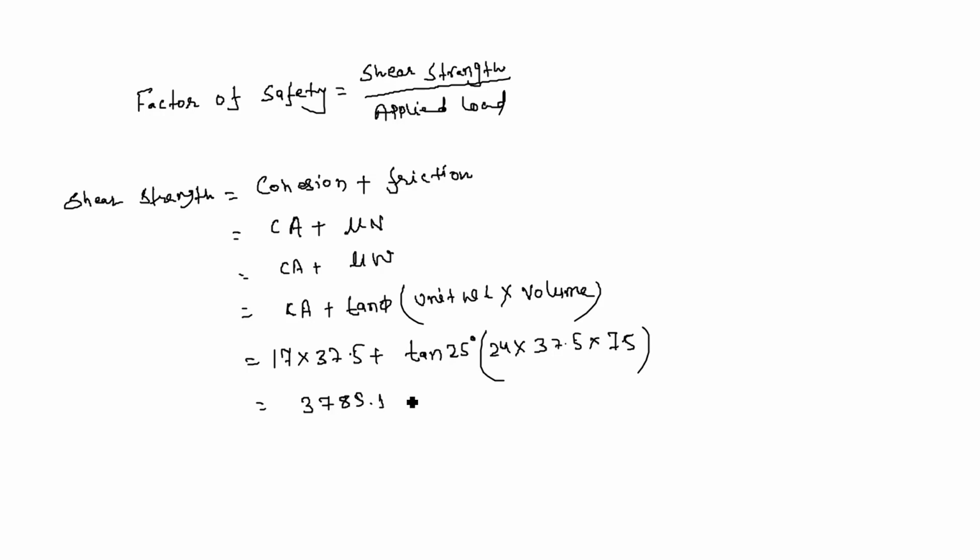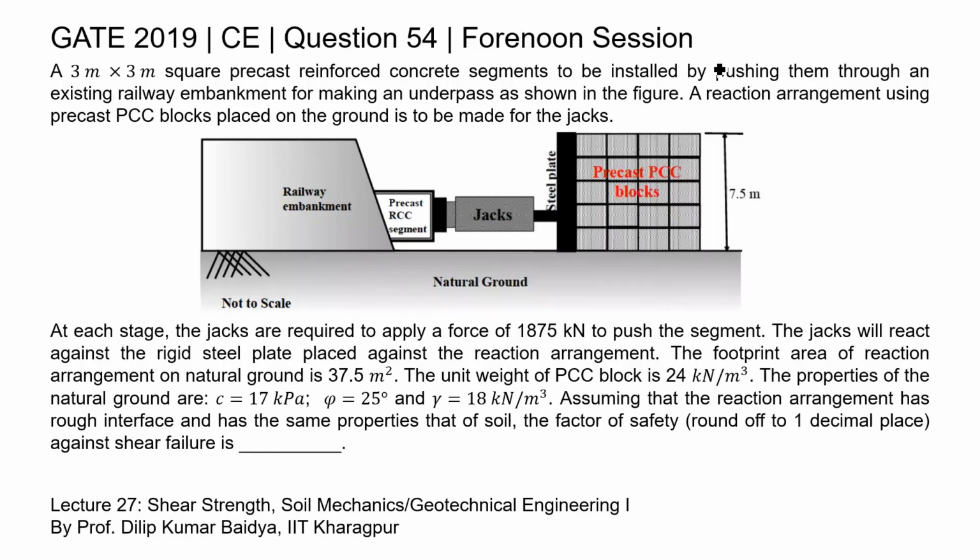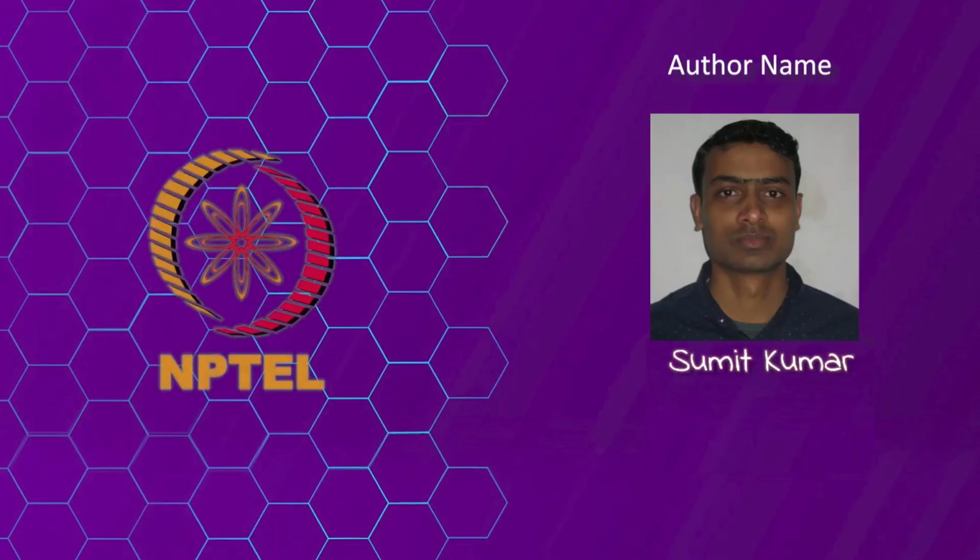3785.1 kilonewton. Now the factor of safety is equal to shear strength. The value of shear strength we got is 3785.1 divided by applied load. Applied load is 1875. So the value of this ratio is 2. So we get the factor of safety against shear failure as 2. So the correct answer is 2. Thank you.